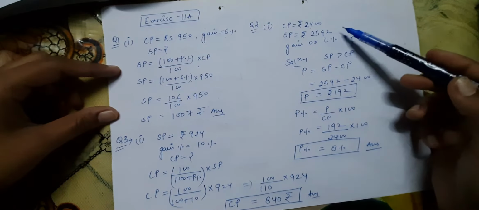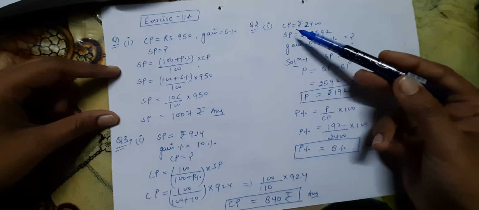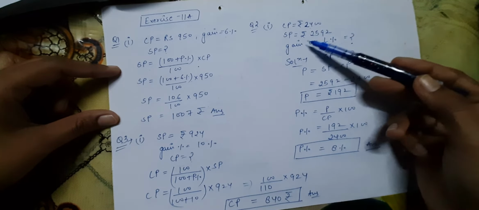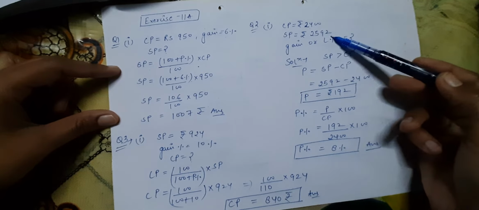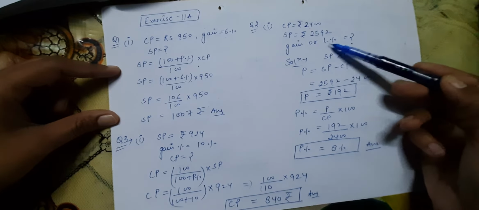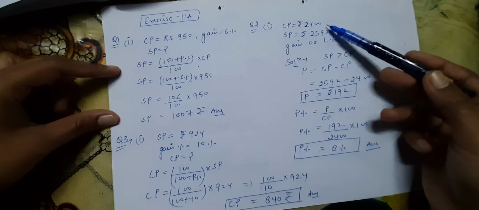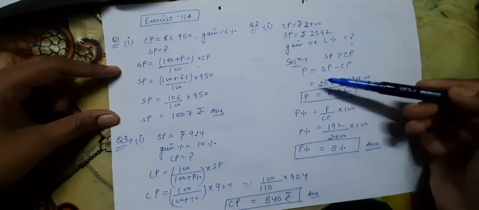Coming to the second question of your exercise. In this question, it is mentioned that the cost price is rupees 2400. Selling price is 2592 rupees. You have to calculate gain or loss percent. In this question, you can see that the selling price is greater than the cost price. Then definitely there will be a profit.